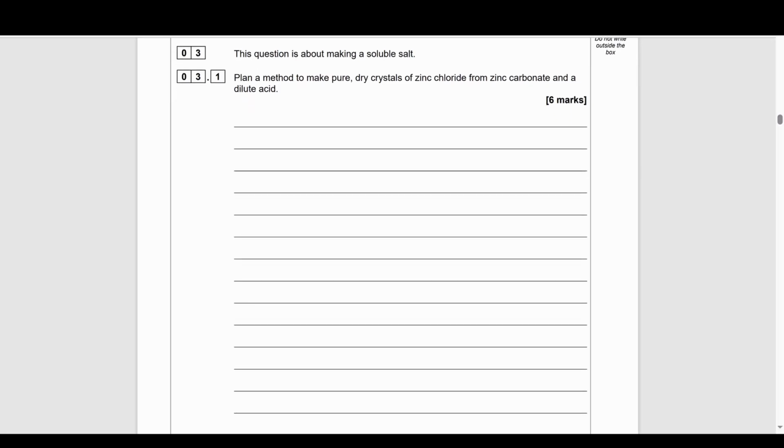Question 3. This question is about making a soluble salt. 3.1. Plan a method to make pure, dry crystals of zinc chloride from zinc carbonate and a dilute acid. 6 marks. So what we are going to be writing is a plan for a required practical, and the required practical is crystallization.